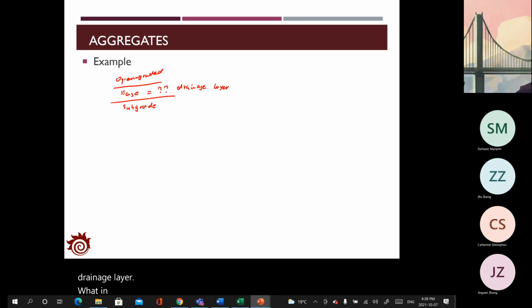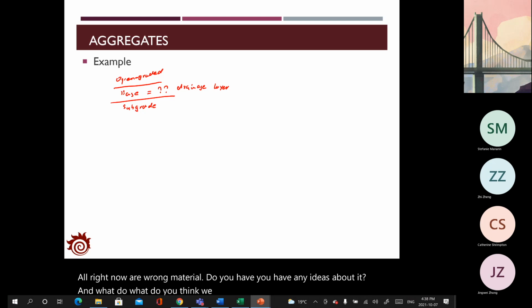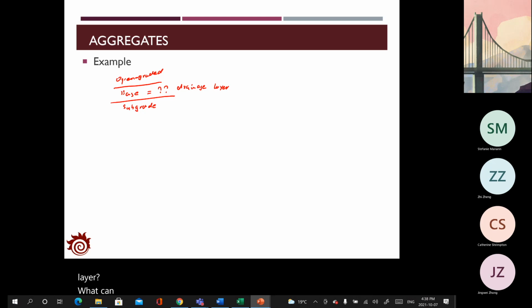Well, in this case, what should we do to identify whether it's a good or a wrong material? Do you have any ideas about it? What do you think we should include? Do we need to analyze the interactions between the open graded material and the base, or do we just need to focus on the base and subgrade layer? Any ideas about it?